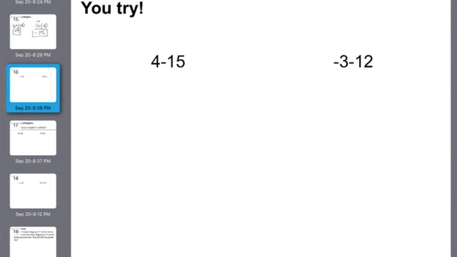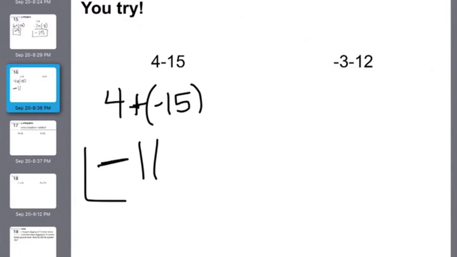So I want you to pause here and try and then check your answers with mine. So 4 minus 15, we're going to turn that into 4 plus negative 15. We are going to take the symbol of the greater absolute value. So the absolute value of negative 15 is bigger than the absolute value of 4. So our answer is negative. The bigger minus the smaller, so 15 minus 4 is 11.